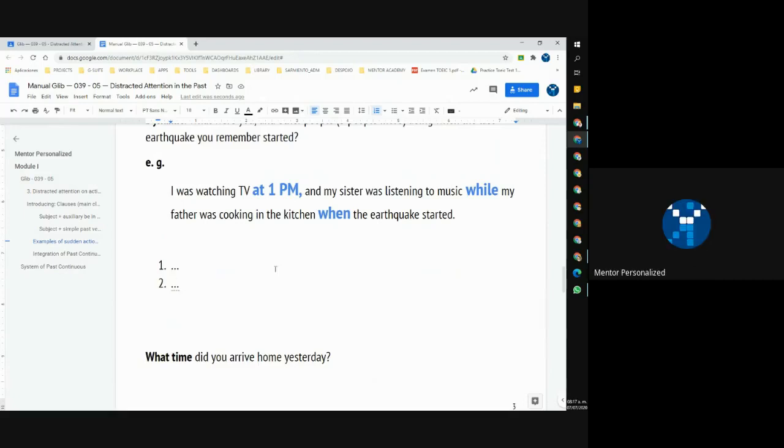Number 2, different person, different action. My brother was talking on the phone when the earthquake started. The earthquake started. Very good.